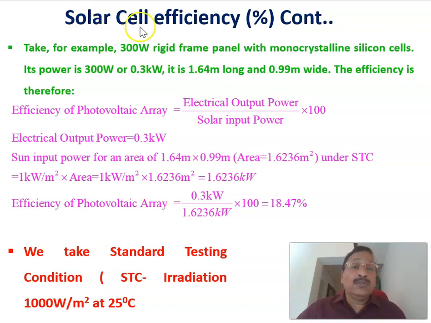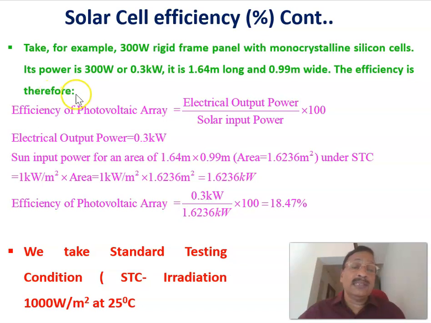As an example of solar cell efficiency calculation, we are taking a 300 watts rigid frame panel with a monocrystalline silicon cell. Its power is equal to 300 watts, or 0.3 kilowatt, and the dimension is 1.64 meters long and 0.9 meters wide. Therefore, this is the solar panel size, and the power output is equal to 300 watts. And what is the efficiency?